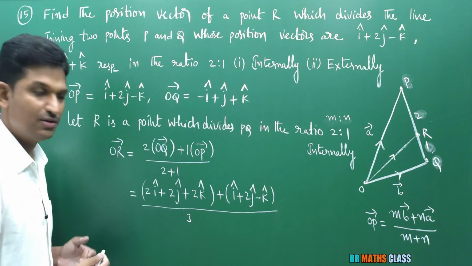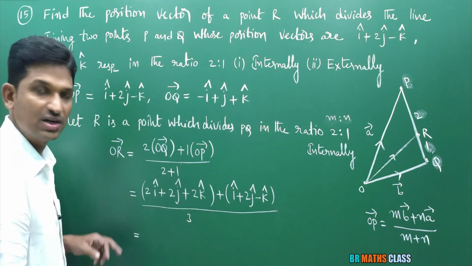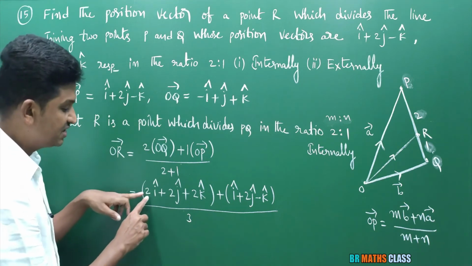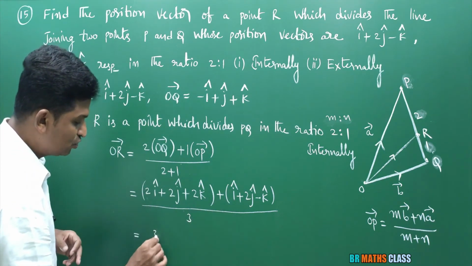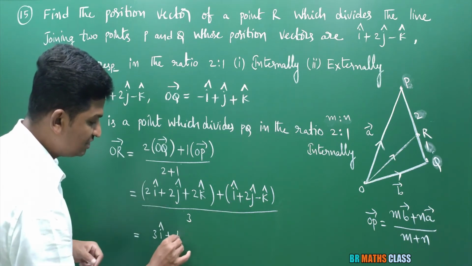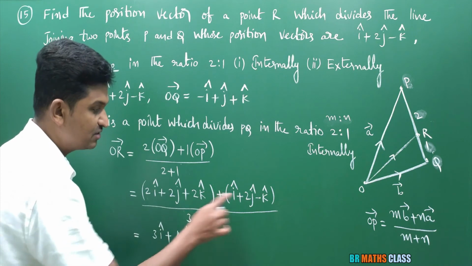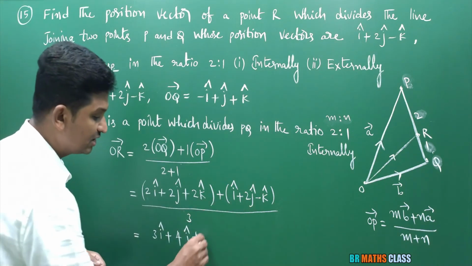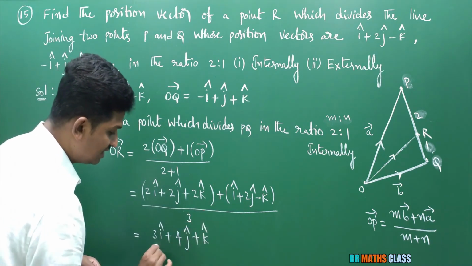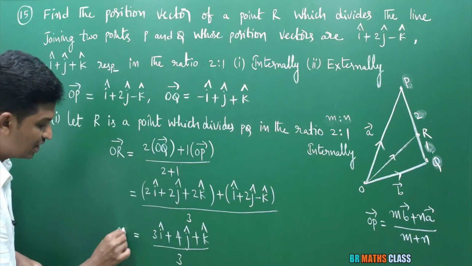Now I'll do a little bit of simplification. I'll add these two vectors. If I add these two vectors, what will I get? You observe the i components: here 2 is there, here 1 is there. 2 plus 1 is 3. 3 i cap plus 2 plus 2 is 4 j cap, plus 2 minus 1, that is plus 1 only, plus k cap, divided by 3. What is this? This is OR bar.